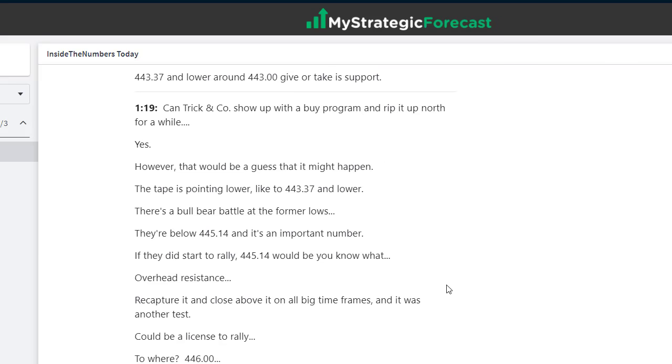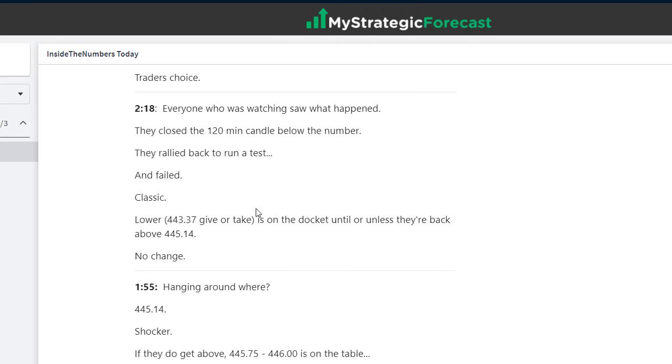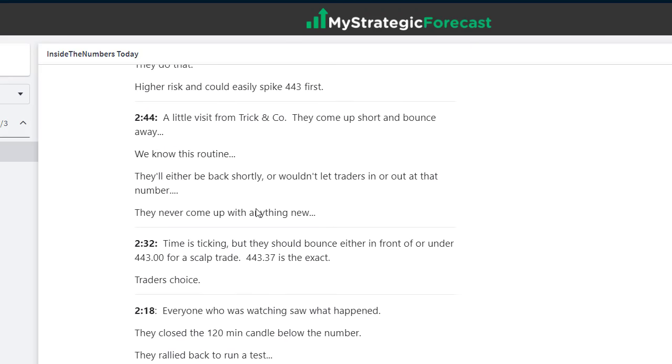Moving right along, see what else we have. A little bit of commentary on Trick and Company. We should expect them to show up with these rip your face off rallies, buy programs. They dip the market. They rip it back up in your face. So it's an awareness when I mention that kind of thing. However, the tape was pointing lower, 443.37. So that was the number. I'll go over to the end of the day.